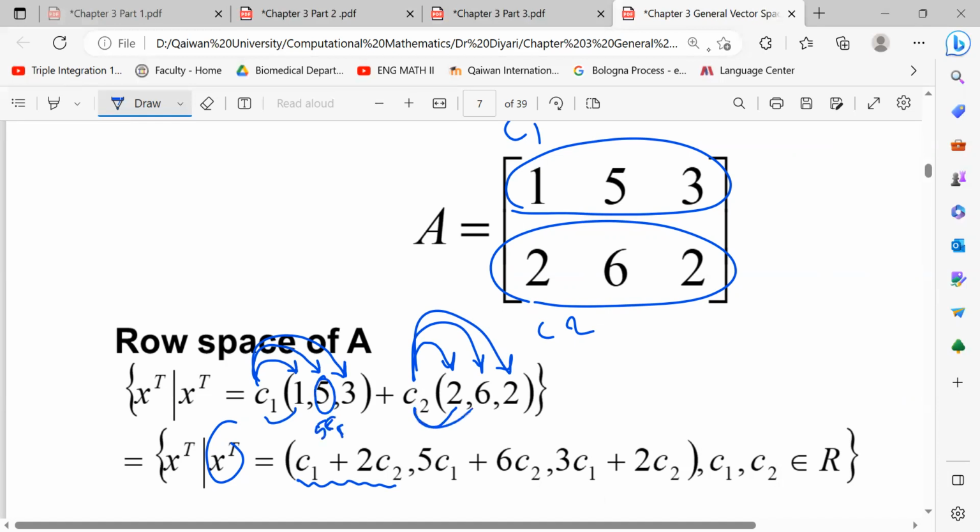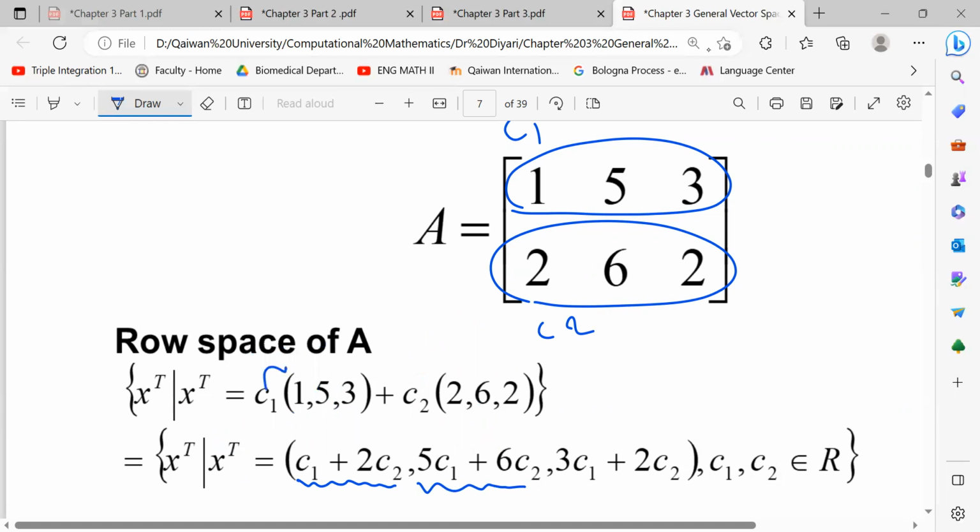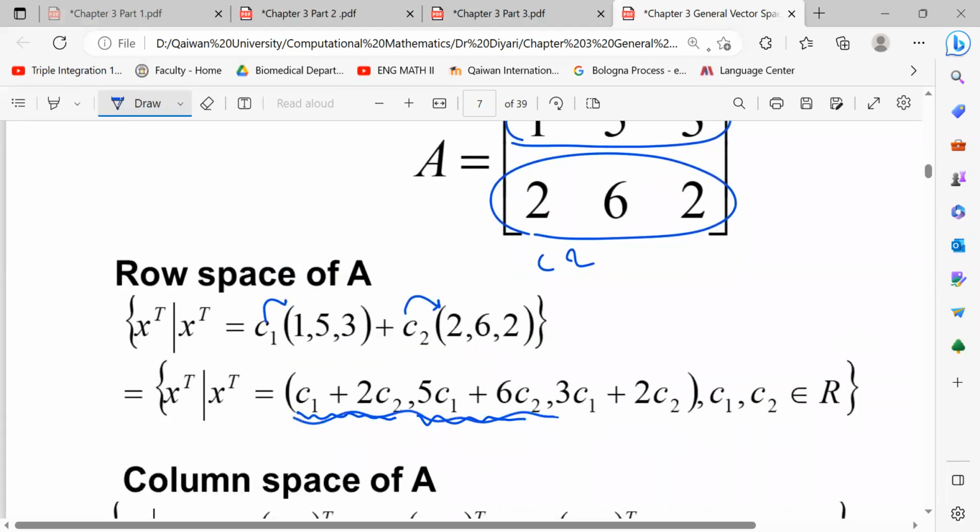And C2 multiplying by 6 is 6C2. It is 5C1 plus 6C2. That's it. Then for the last one, we just multiply this C1 to this bracket and C2 to this bracket, and then add these two vectors. It's easy to add those two vectors: first component with first component, second component with second, and third with third. And we get this vector. Here C1 and C2 are in R.